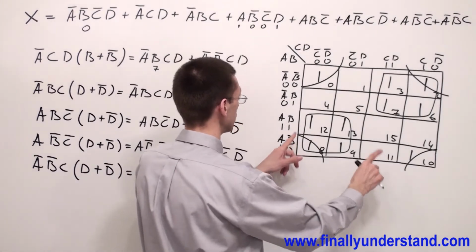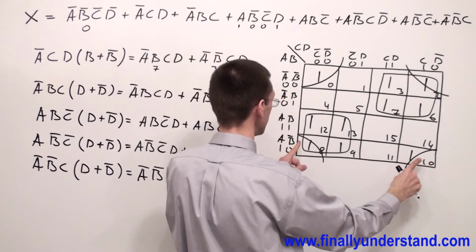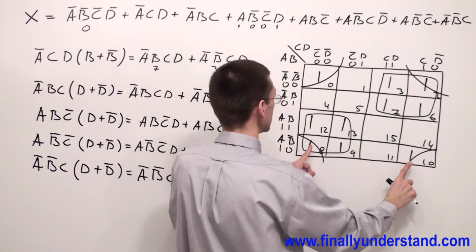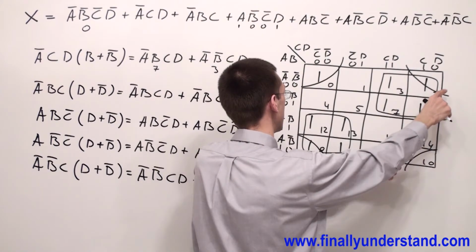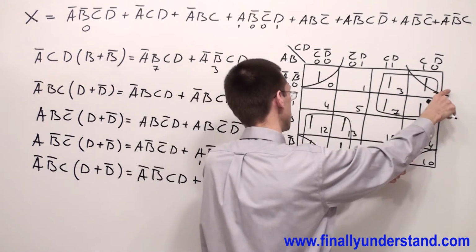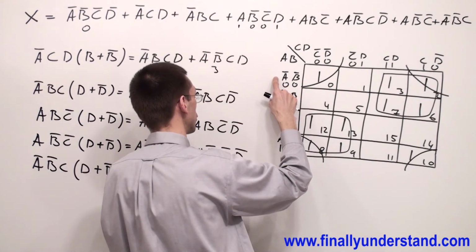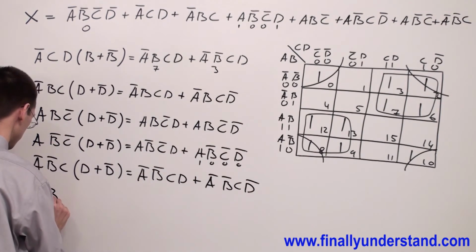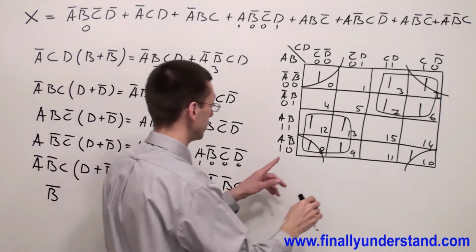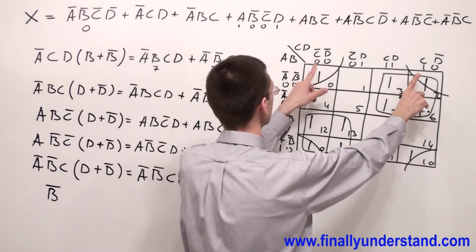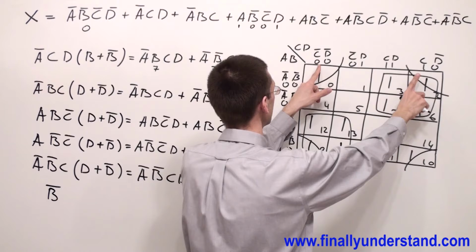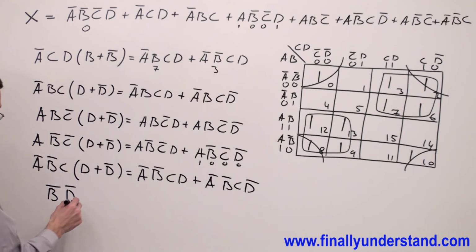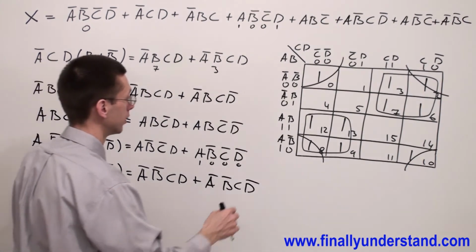Let me start from a group which is placed in 4 corners. This group is placed in 2 columns and 2 rows. The common variable for this row and this one is B0. That's why I'm going to write over here B0. This group is placed in 2 columns, and the common variable for these 2 columns is D0.